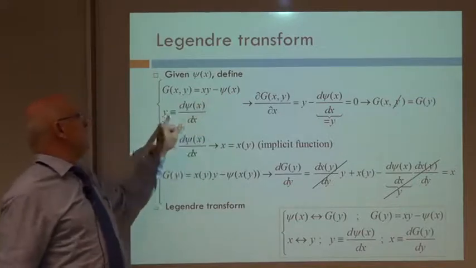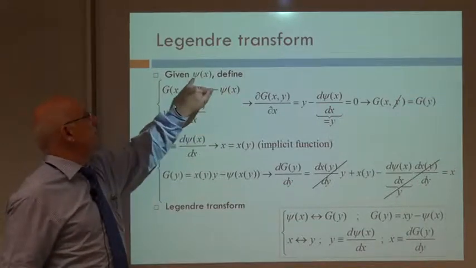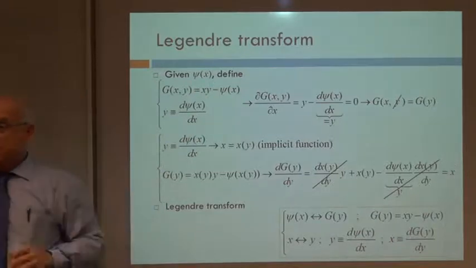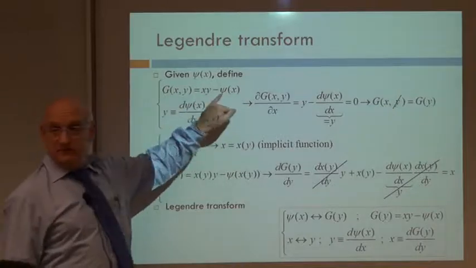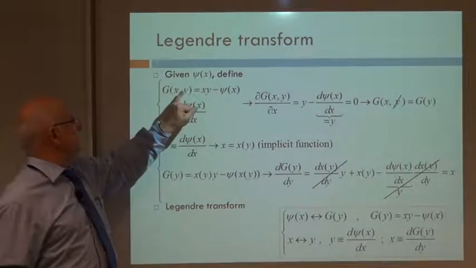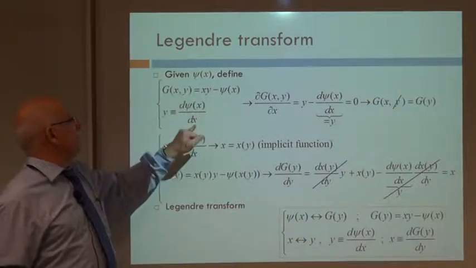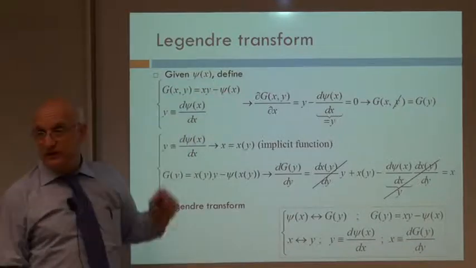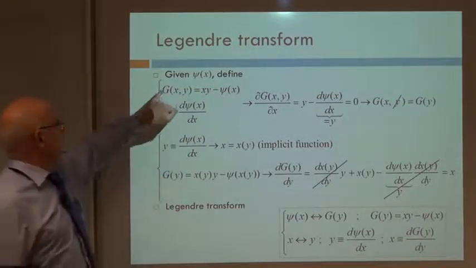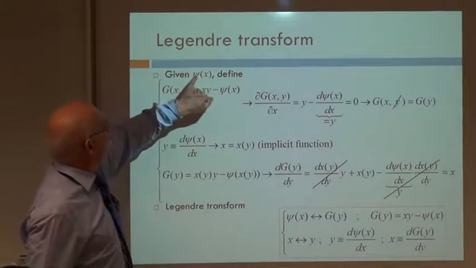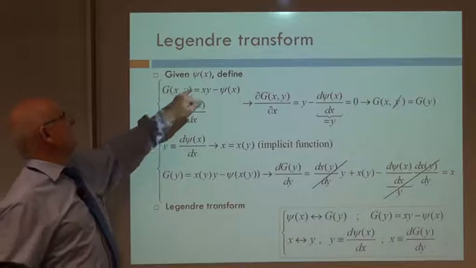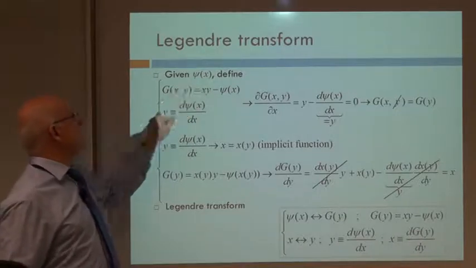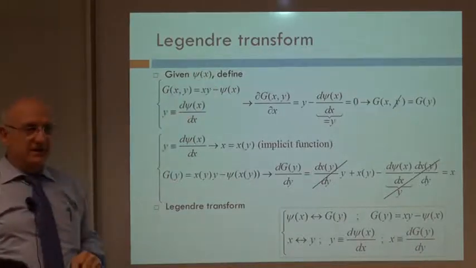But what is y here? y is precisely the derivative of phi with respect to x. So whenever I have a function phi, I can construct this function, where this y is the derivative of phi with respect to x. G is called the Legendre transform of phi, and y is called the Legendre transform of this variable, okay?